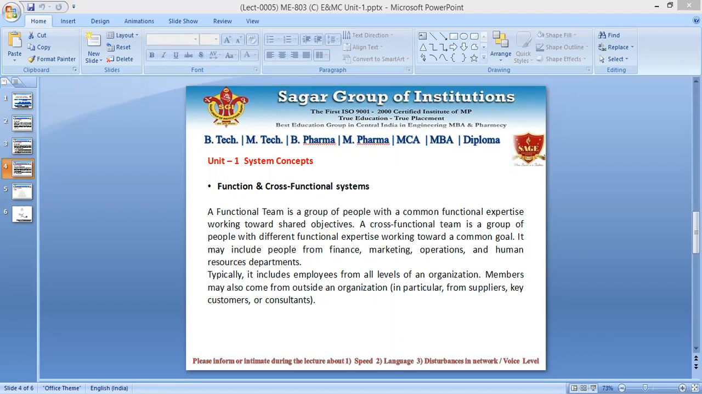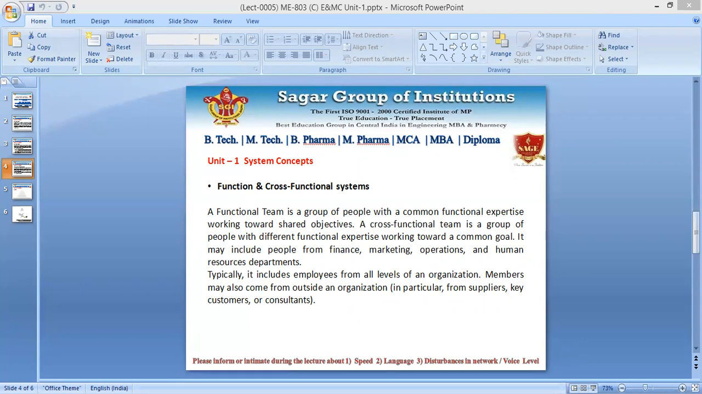Then we have power production cell. Then we have many of the cells available this time. So these are known as functions. The function has a certain team, so what we are calling functional team. It is a group of people which has common functional expertise working towards a shared objective. Like design people have a common functional expertise of designing a particular component, and they know what their objectives are all about.